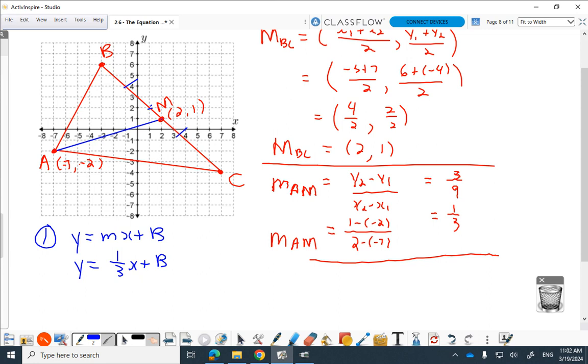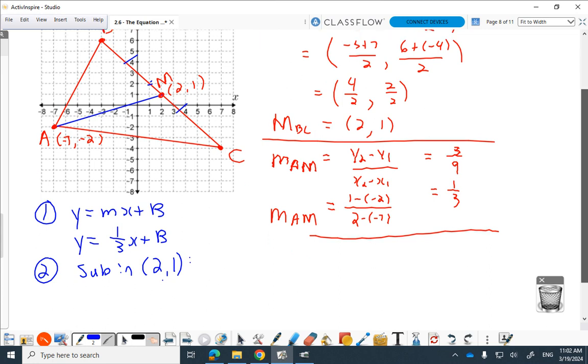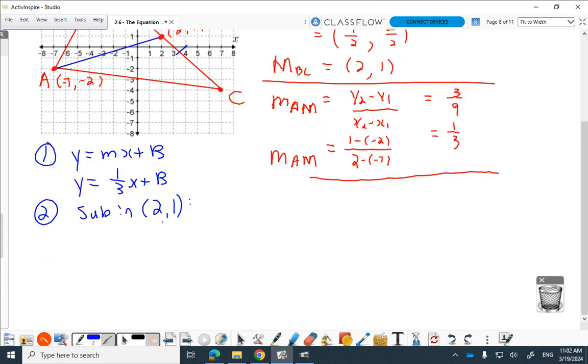And then, step 2, sub in which point? 2, 1 or negative 7, negative 2. It doesn't matter. You'll get the same answer for both if you do it right. But clearly 2, 1 is the easier number to work with. Sub in 2, 1. Do I have enough space down here? Yes, I do. 1 equals 1/3 times 2 plus b.